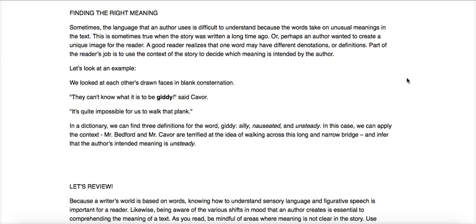In a dictionary, we can find three definitions for the word giddy. It could mean silly, nauseated, and unsteady. In this case, we can apply the context. Mr. Bedford and Mr. Caver are terrified at the idea of walking across this long and narrow bridge, and we can infer that the author's intended meaning is unsteady. Okay, because they're not really feeling nauseated about it, they're not being silly. But since they're saying it's quite impossible for us to walk that plank, the meaning there is unsteady.